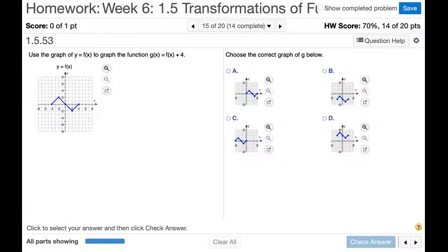So this says take the original graph and move it up by 4. I'm going to follow the center. The only one that moved up by 4 is D.